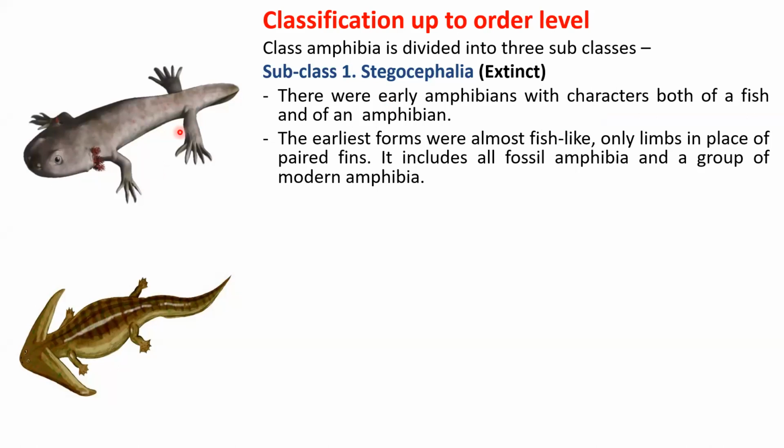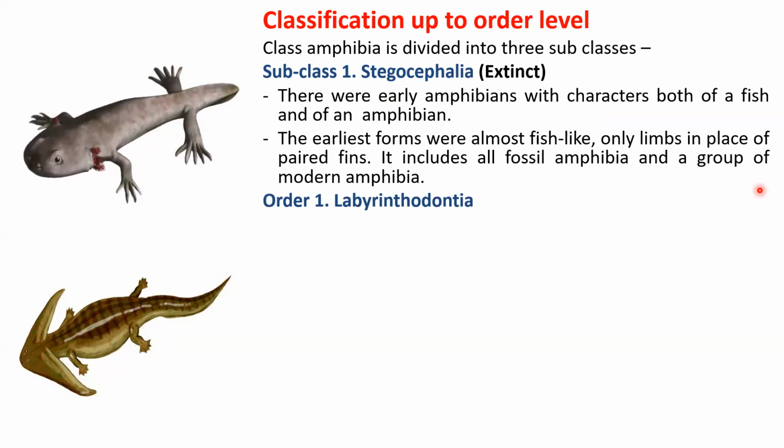You can see that these are the limbs, the forelimb and hind limb, and the structure of the body is just like the fish. Then it is noted that only these limbs are present instead of the paired fins. Then it includes all fossils. Fossils म्हणजे सापळे जे सापडतात, हाडाचे कंकाळ ज्याला म्हणतो आपण सापळे. So it includes all fossil amphibia and a group of modern amphibia.